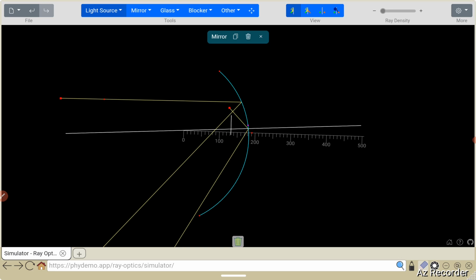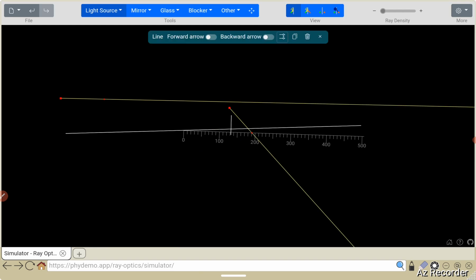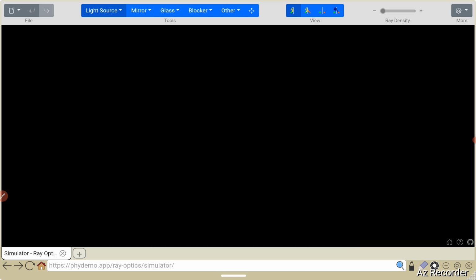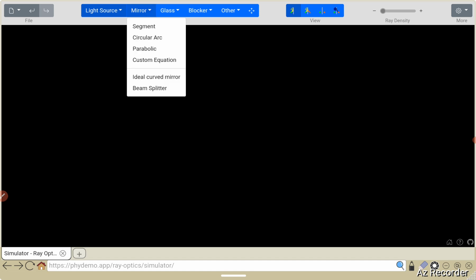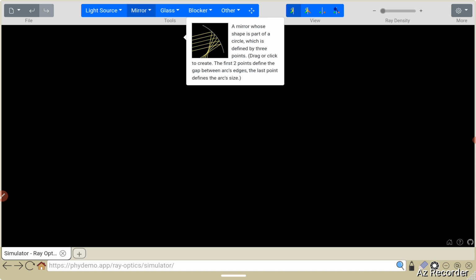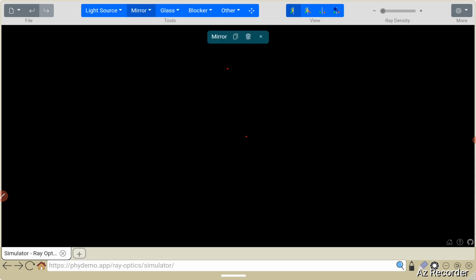Now concave mirror we have completed. Convex, let us see. Convex we have only two rays, correct? I mean two ray diagrams, and the two rays are minimum required. Now let me show you with convex mirror. This is the convex mirror.